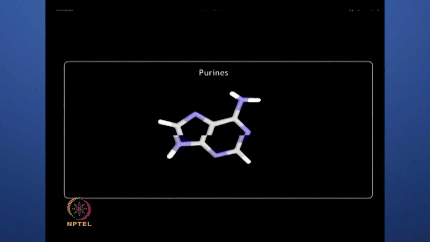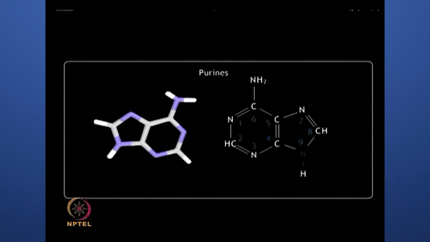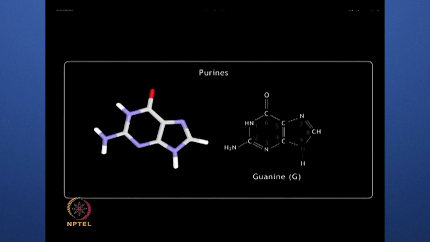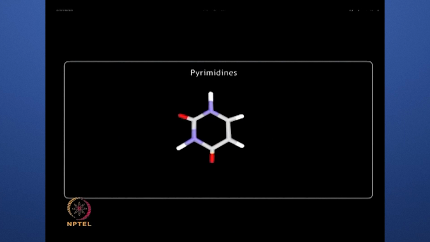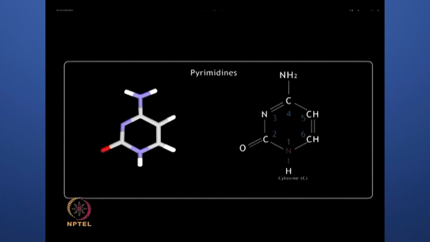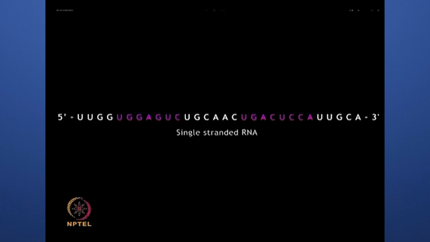RNA is composed of 4 different nitrogenous bases that are derivatives of heterocyclic aromatic compounds, purines and pyrimidines. Purines include adenine and guanine, while uracil and cytosine are pyrimidines.